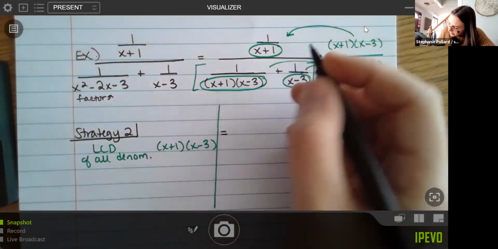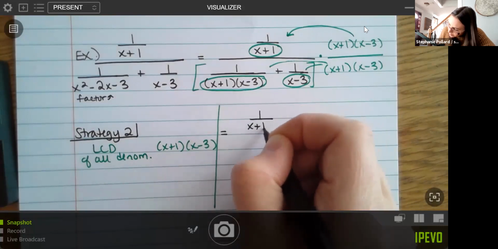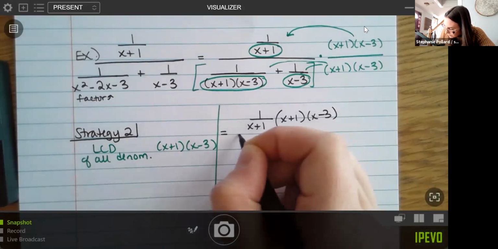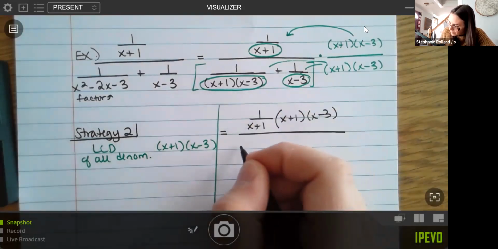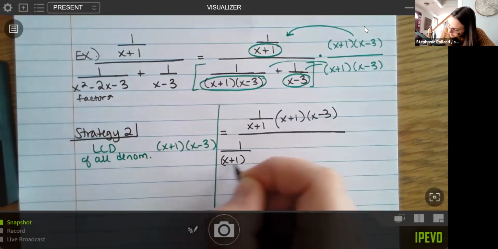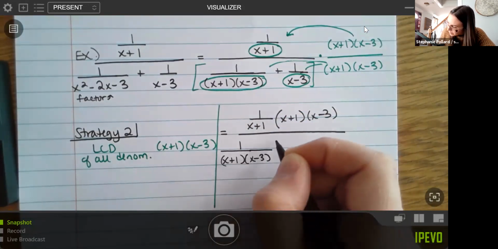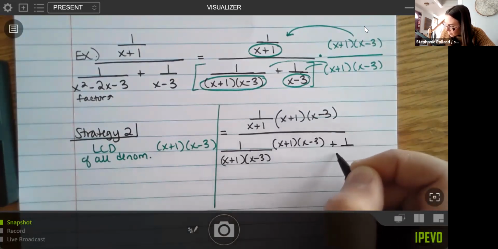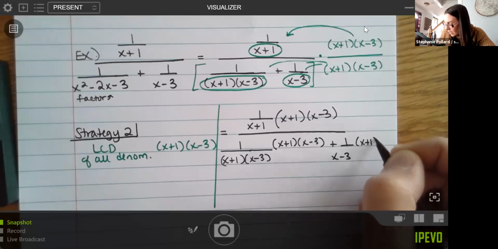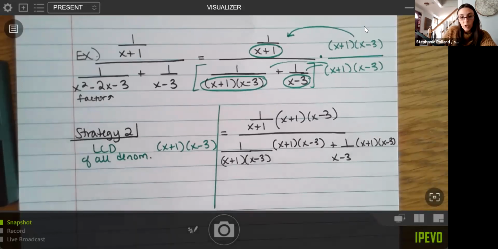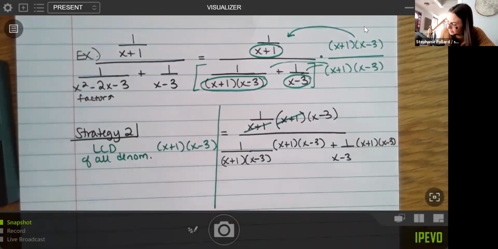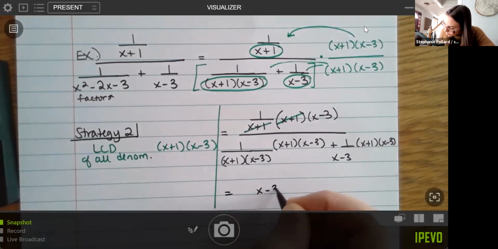So in my numerator, I have 1 over x plus 1 being multiplied by x plus 1, x minus 3. In my denominator, I have my first fraction being multiplied by x plus 1, x minus 3. And then I also have the second fraction being multiplied by x plus 1, x minus 3. And you should notice that all the extra fractions should cancel. So x plus 1 cancels. That leaves you with just x minus 3 in the numerator.